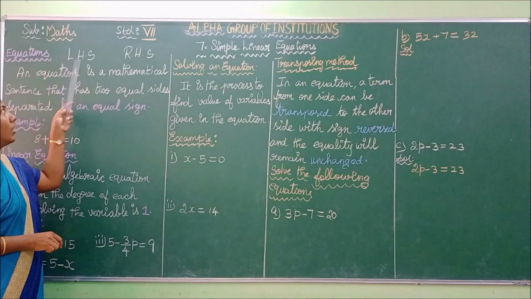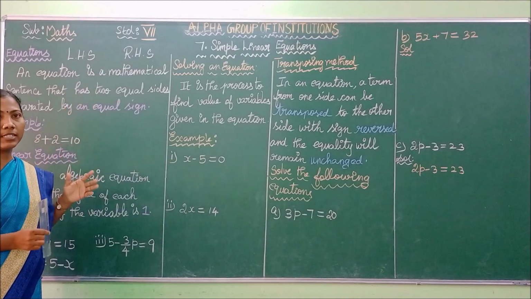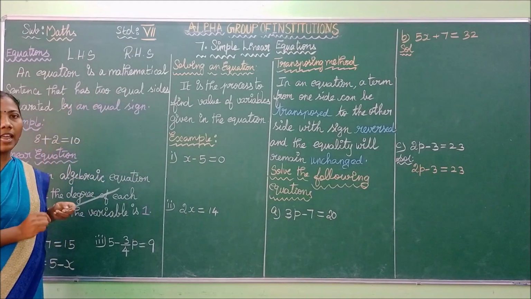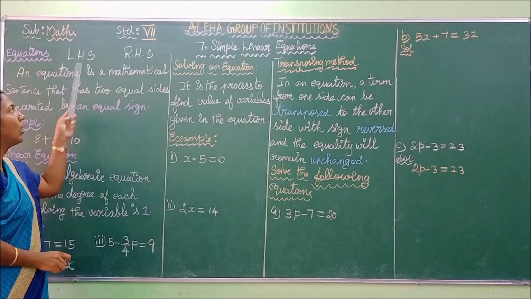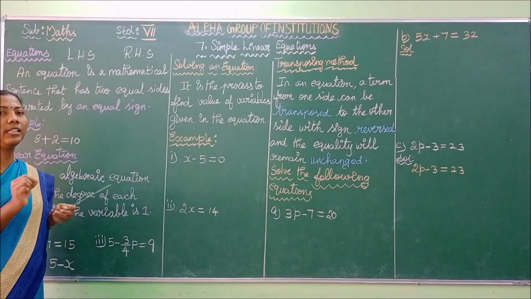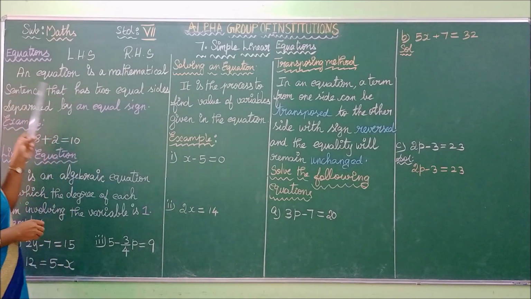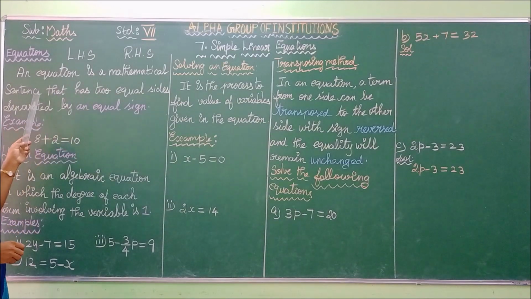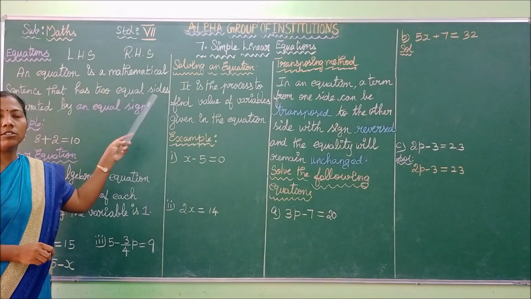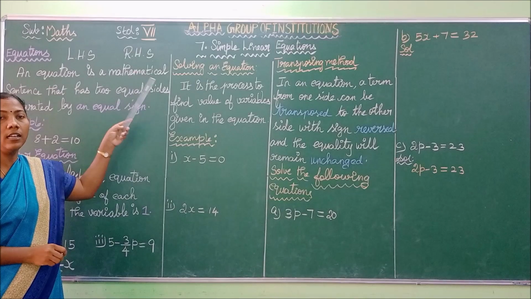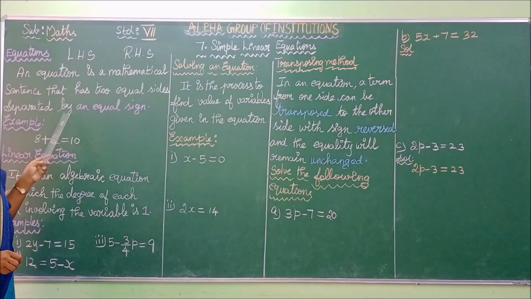Similarly, L dot H dot S is the left hand side. You have to read it as LHS. Definitely you have to write only the capital letters. And an equation is a mathematical sentence that has two equal sides, LHS and RHS, separated by an equal sign.